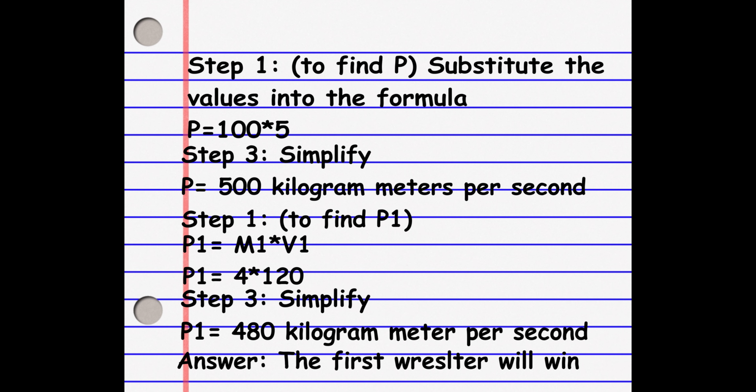Now, to find the momentum of the second wrestler. Once we substitute the values, we get the momentum of the second wrestler to be 4 times 120. Even in this case, we can skip the second step. Formula is already arranged in a way that we can get a direct answer. Step 3. Simplify. By doing that, we get that the wrestler's momentum is 480 kilogram meters per second.